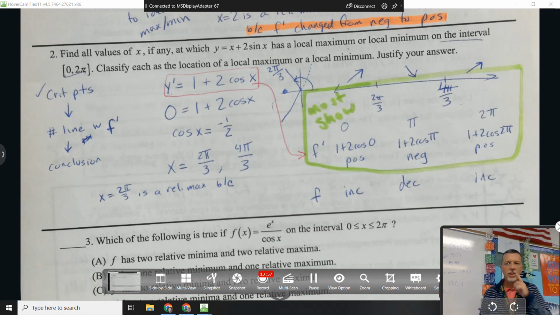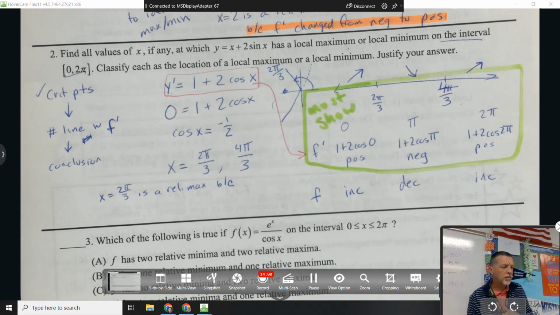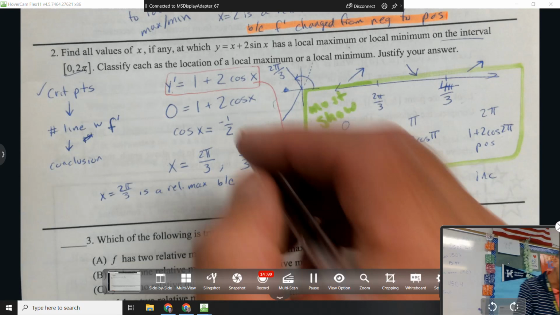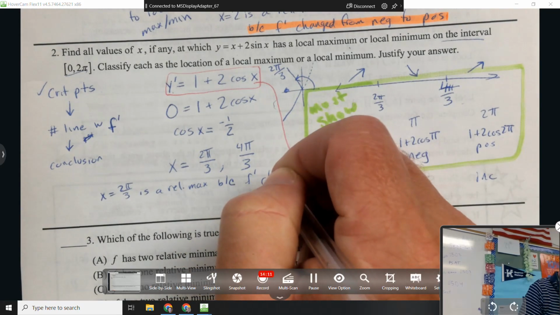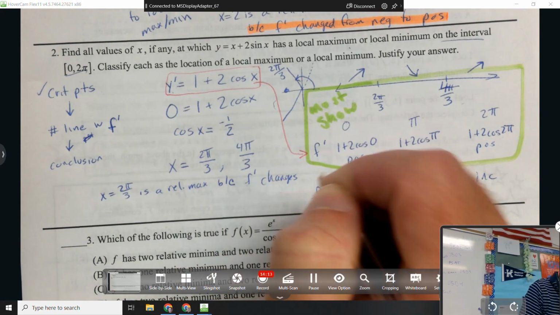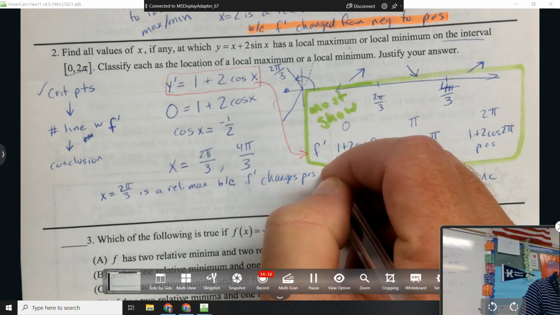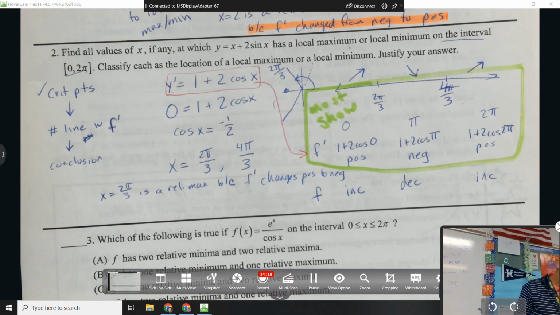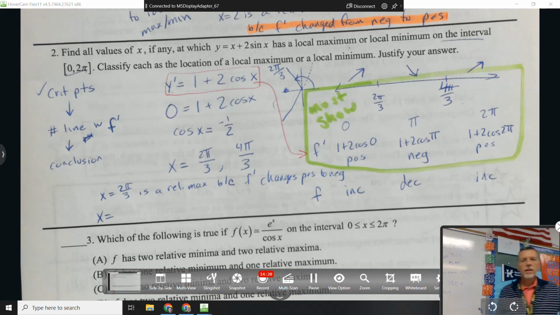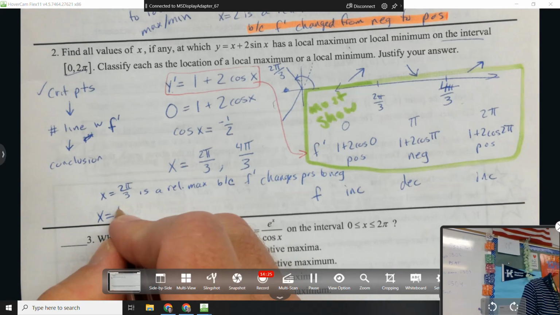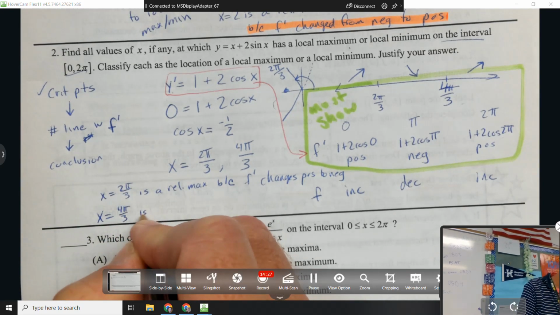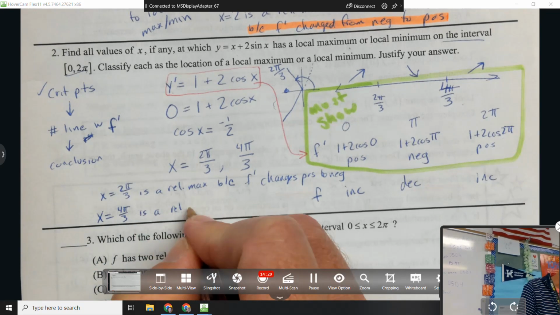Because, what's my reasoning? How do you know that 2 pi over 3 is a relative maximum? Exactly, because f prime changes positive to negative. And then same type answer for 4 pi over 3. X equals 4 pi over 3 is a relative minimum.